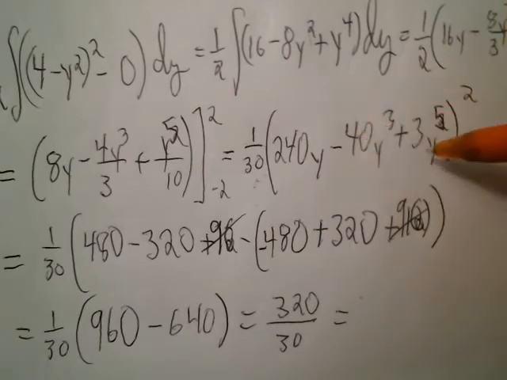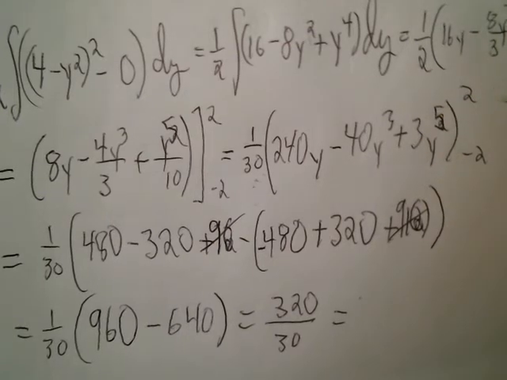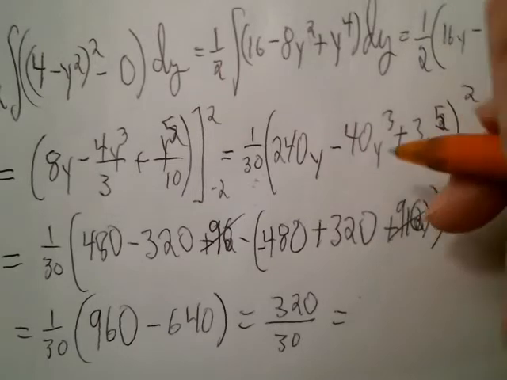This will be 40/30, which is 4/3. 3/30, which is 1/10. 480 minus 480. 960 minus 640. 320. 32/3. This is plus, so it'll be minus. Oh, and then this will be minus. There it is.